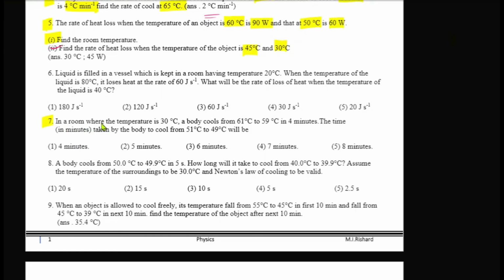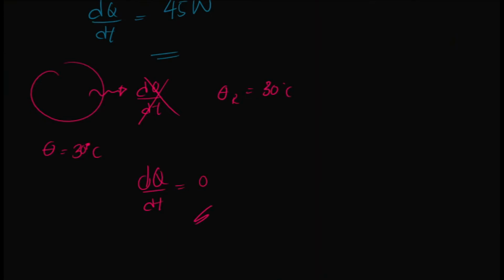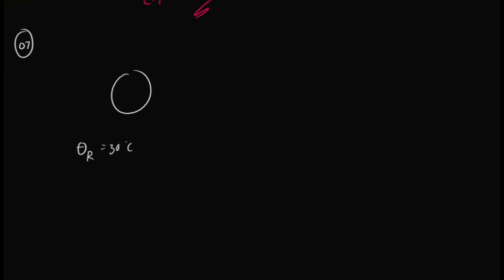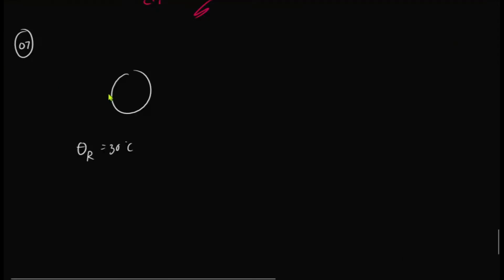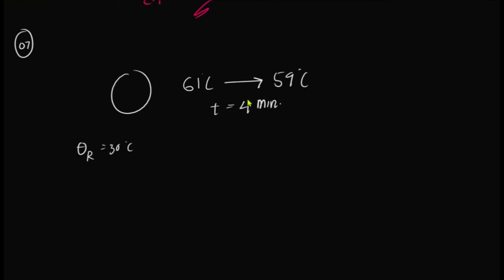It says, in a room where the temperature is 30 degrees Celsius, a body cools from 61 to 59 degrees Celsius in 4 minutes, right? So let us mark it quickly. This is the seventh one. There is a body where the room temperature is 30 degrees Celsius, and it cools down from 61 to 59 degrees Celsius within a time interval of 4 minutes, right? 4 minutes.